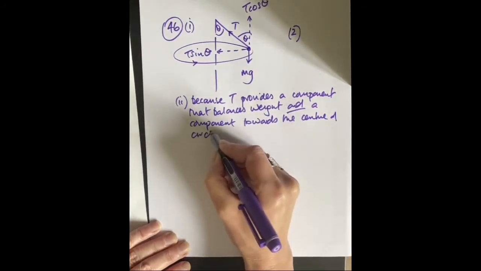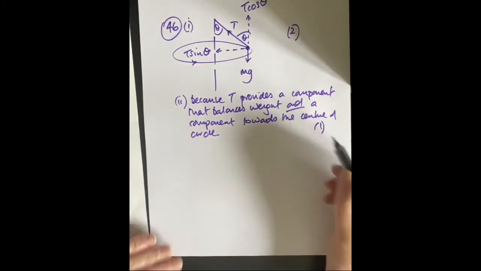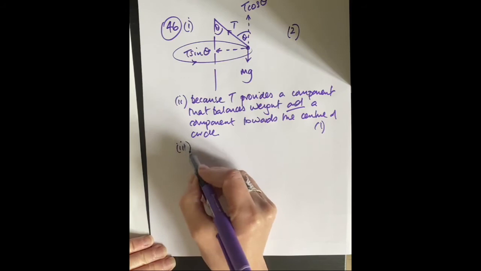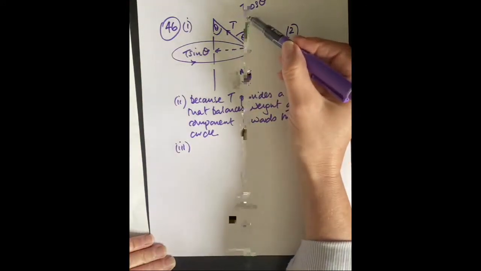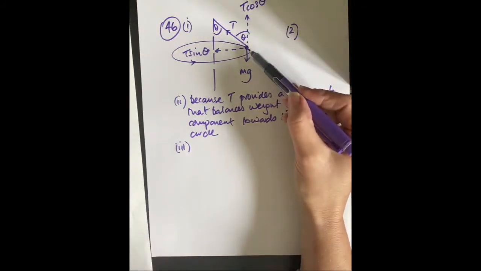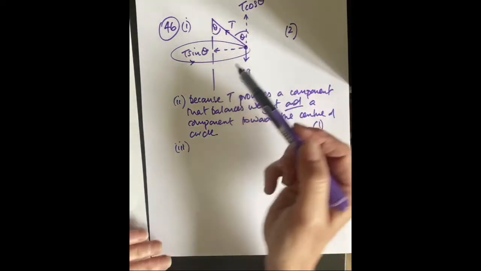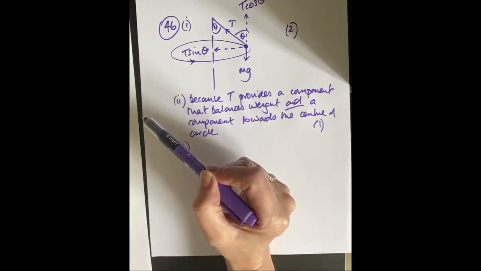Alright, so something along those lines. So there's a mark there. Then the next part says, hence give the direction of the resultant force on the bung. Well, the bung isn't moving vertically. These two forces are balanced, so there's no resultant vertically. The resultant is horizontally towards the centre of the circle.